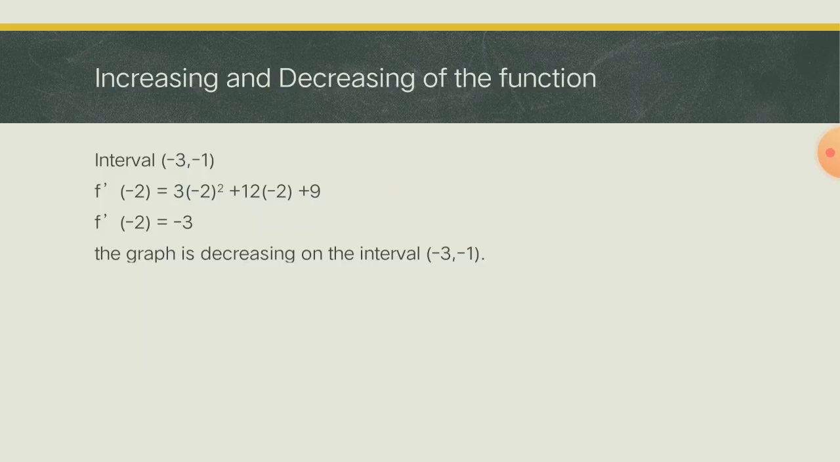And finally, from the interval of negative 1 up to positive infinity, I have picked my test point positive 2 this time. So by simplification, we have f prime of 2 is equal to 45. So meaning the graph is increasing on that particular interval.